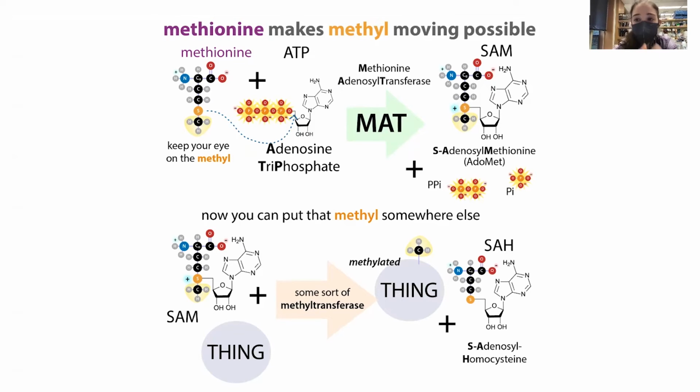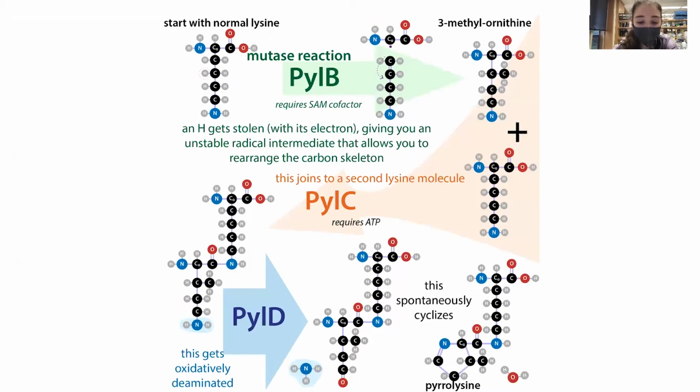S-adenosylmethionine, or AdoMet, can actually play other roles, including in radical reactions. A radical is where you have a free electron, and these are really reactive. So SAM is going to help this PylB steal a hydrogen with its electron. This is going to leave you with a lone electron, so this is going to be an unstable radical intermediate. And then this is going to attack here.